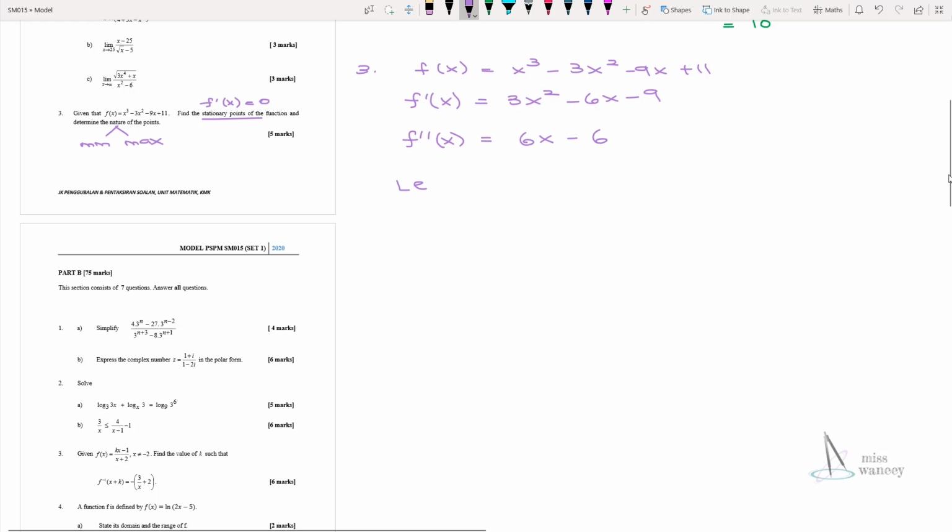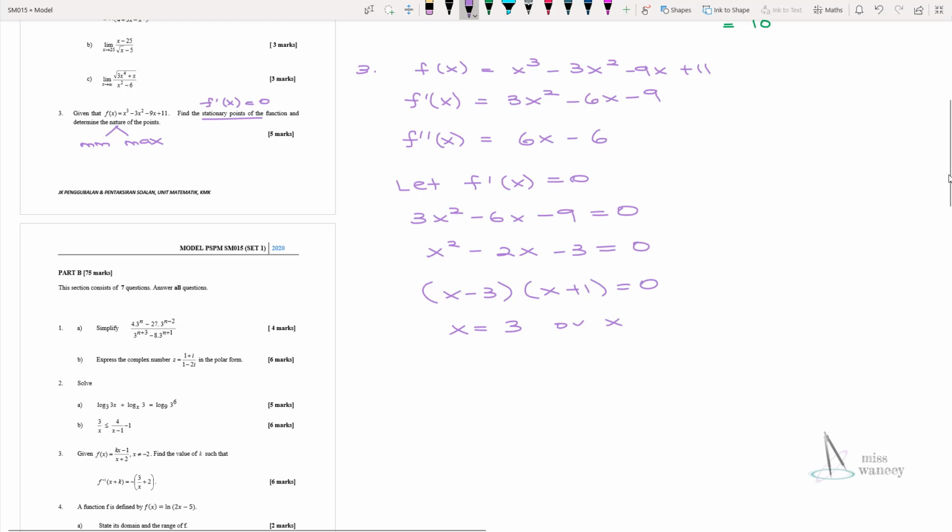Okay, so let f prime equal to 0. So we got 3x squared minus 6x minus 9 equal to 0. So divide everything by 3. So x squared minus 2x minus 3 equal to 0. So we will have either x minus 3 or x plus 1 equal to 0. So either x equal to 3 or x equal to negative 1.